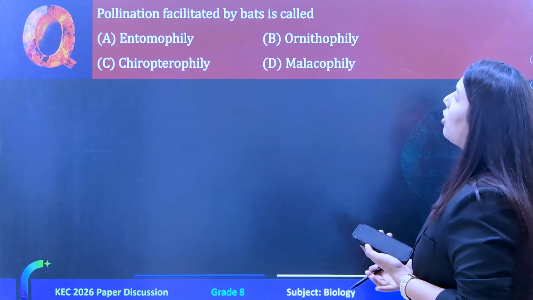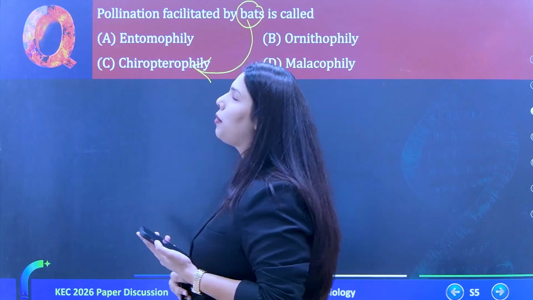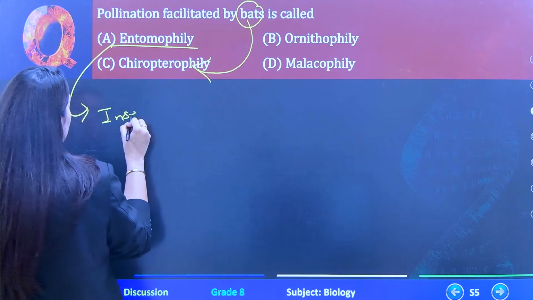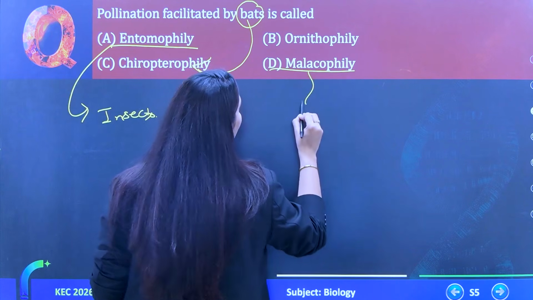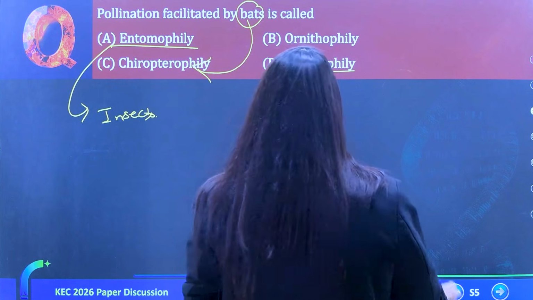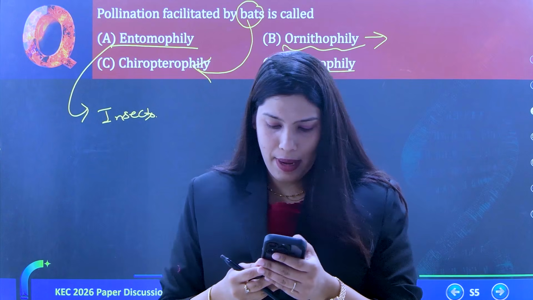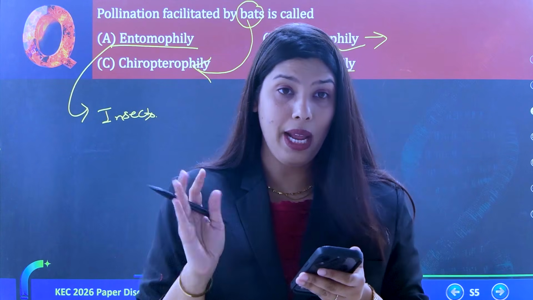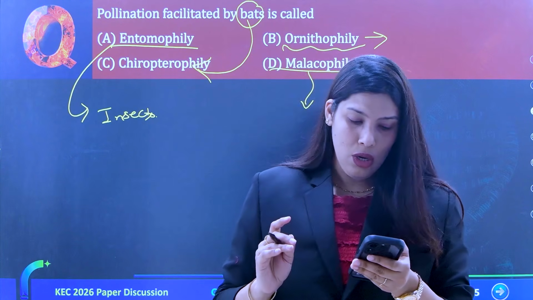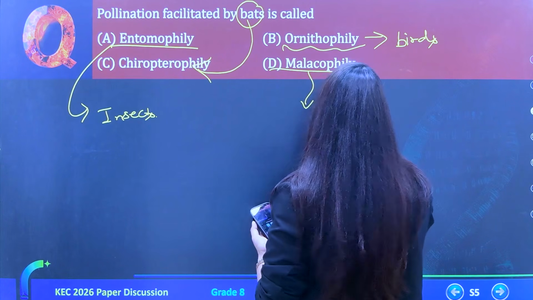Okay. The next question. Pollination facilitated by bats. That is chiropterophily. What is entomophily? Insects. What is malacophily? What is malacophily? And what is ornithophily? Everyone, kindly reply. This is not one way, this is two ways. You have to tell me. Okay. So ornithophily means birds, malacophily means snails.